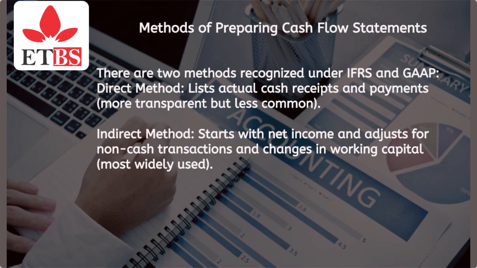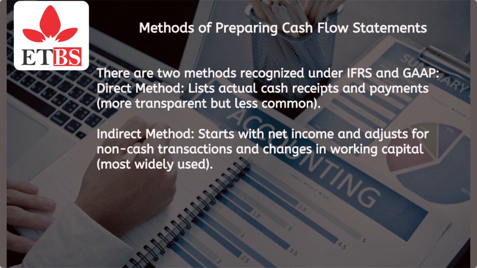4. Methods of preparing cash flow statements. There are 2 methods recognized under IFRS and GAAP. Direct method lists actual cash receipts and payments, more transparent but less common. Indirect method starts with net income and adjusts for non-cash transactions and changes in working capital.